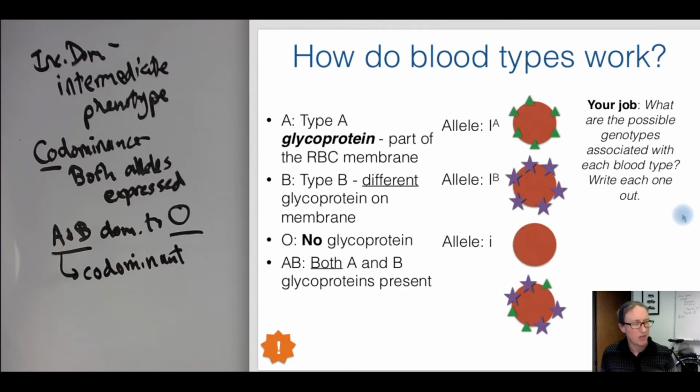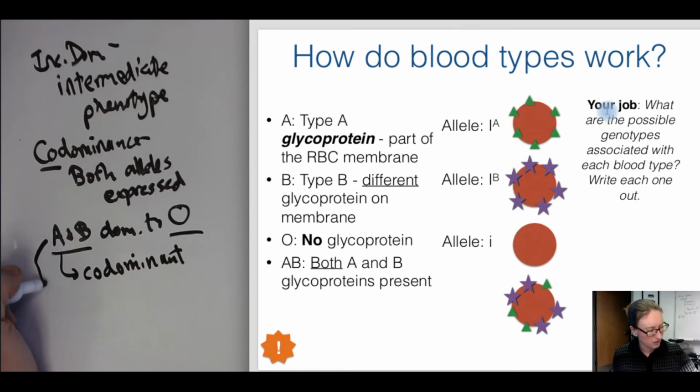So now you might be really curious about how these blood types actually work. And it's kind of cool, and it builds on something we've already talked about. So it's a great time to discuss this further. So here's how they work. If you have the A allele, and for blood types, we typically write the A allele with a big I and then a superscript A.